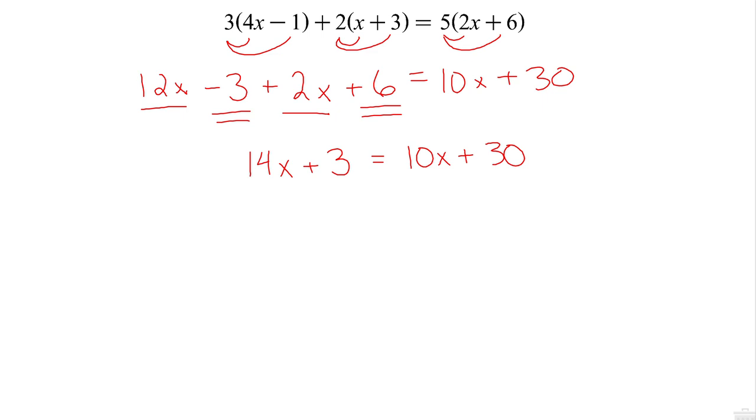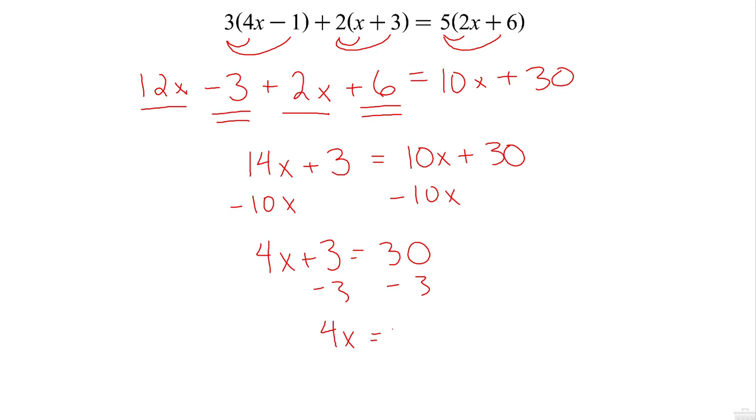So all we need to do now is get all the x's to one side. So we'll subtract 10x from both sides, giving us, so we don't need to write that line there, giving us 4x plus 3 equals 30. Now we'll subtract 3 from both sides, giving us 4x equals 27. And we'll divide by 4.